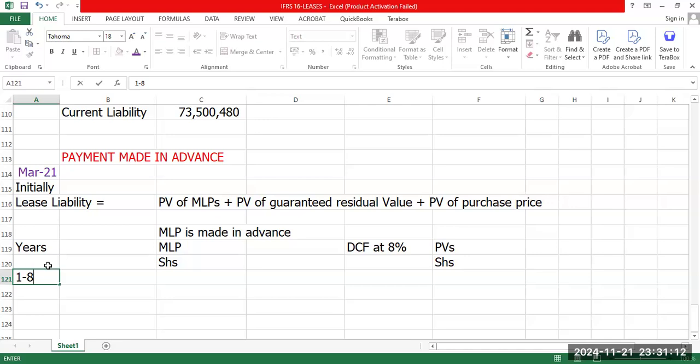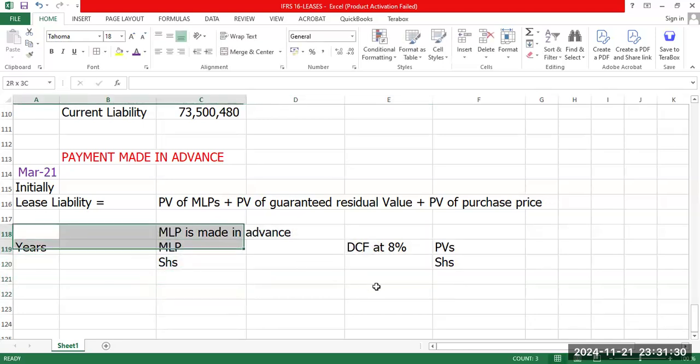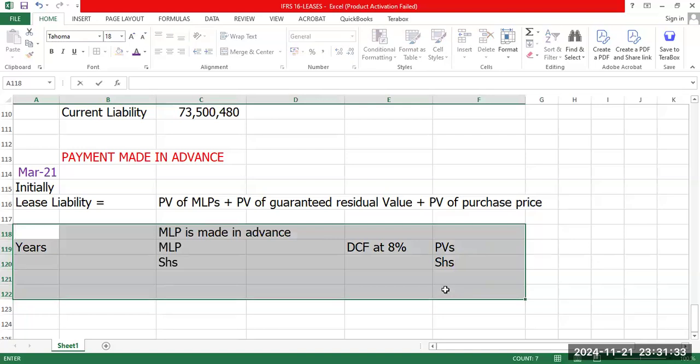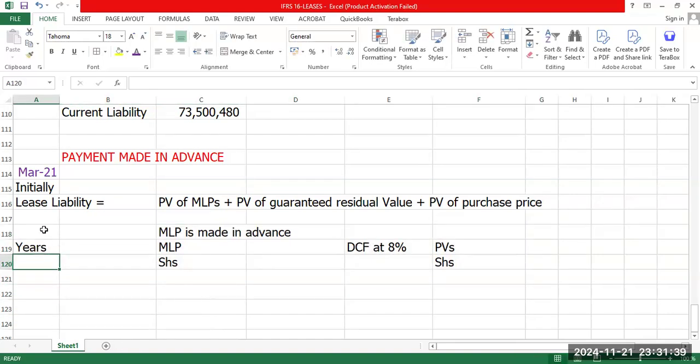Are we doing arrears or advance? We are handling in advance. In advance, we reduce by 1 year. So the better way, you can use the table, but the table will take time. Do 1 to 7. That's what you use, 1 to 7. We reduce by 1 year, 1 to 7.